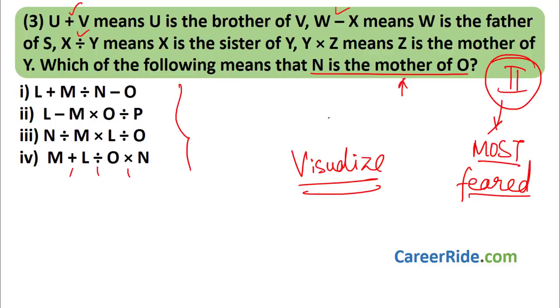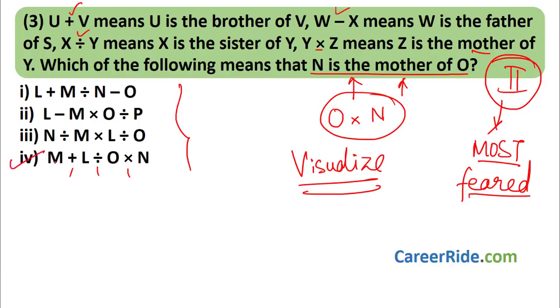Okay, now what do we want? We want which of the following means that N is the mother of O? For mother the symbol is X. Y X Z means Z is the mother of Y. So N is the mother of O means O X N. Simply, in all the four options, first of all check which options have O X N directly. This does not have, this does not have, this does not have, this has. So this is our answer.